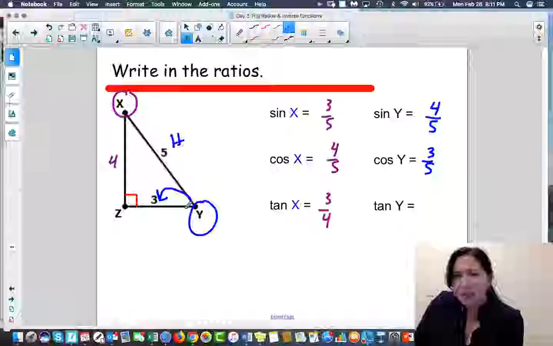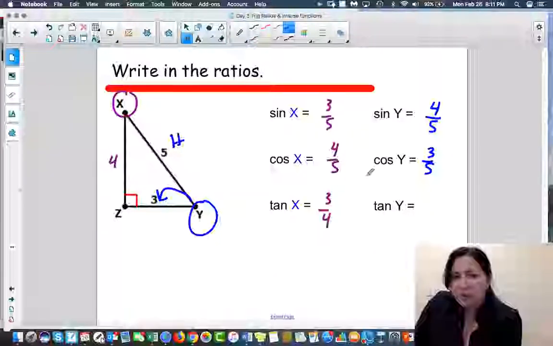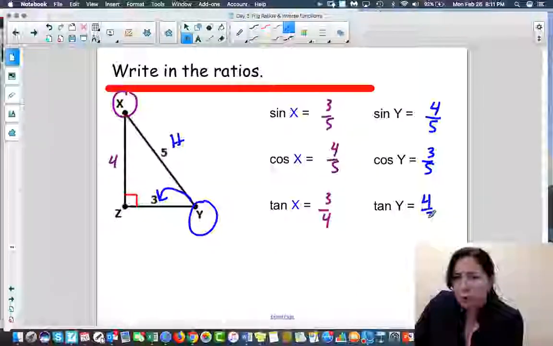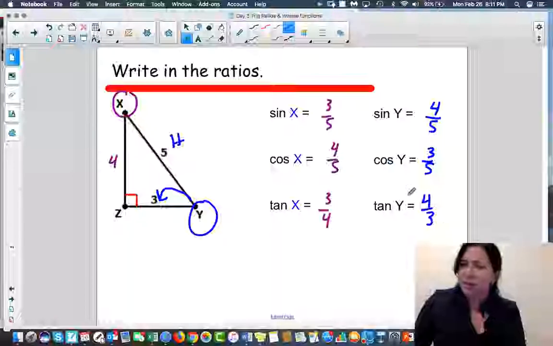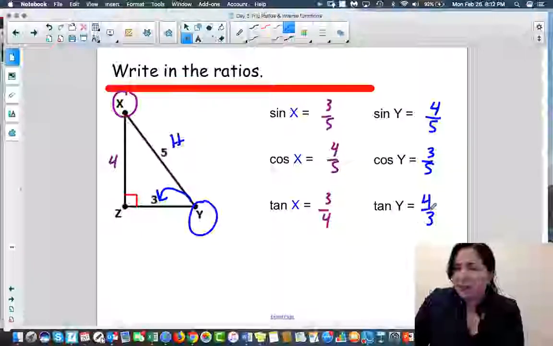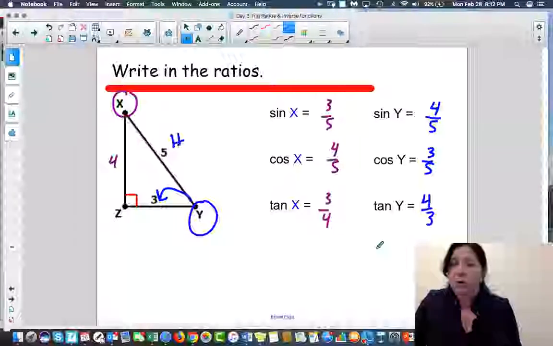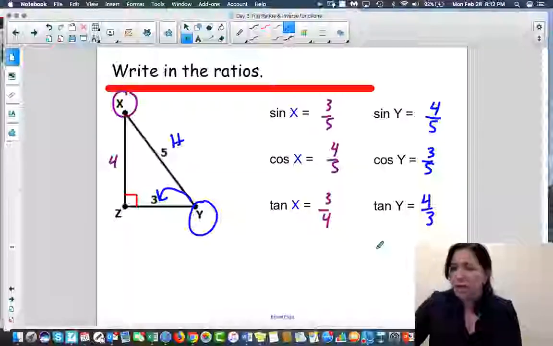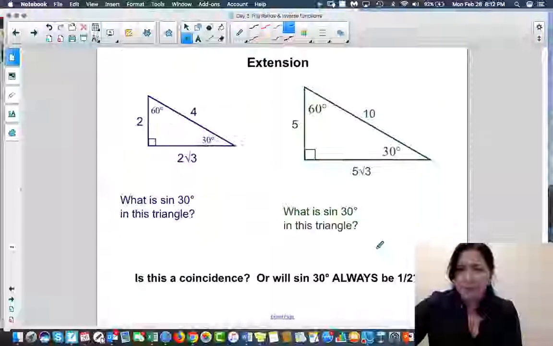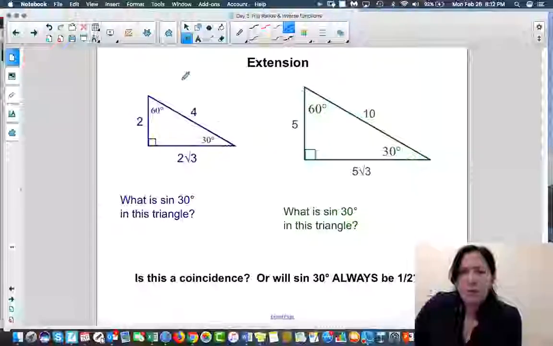And tangent is going to be opposite over adjacent, so that's going to be 4 over 3. And again, I want to just advise you, just because it's top heavy, just because you're thinking, oh, I need to make that into a mixed fraction, you don't. It's a ratio. It's comparing two sides. Leave it alone.